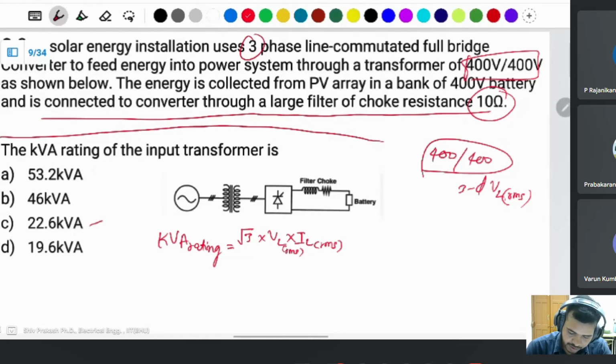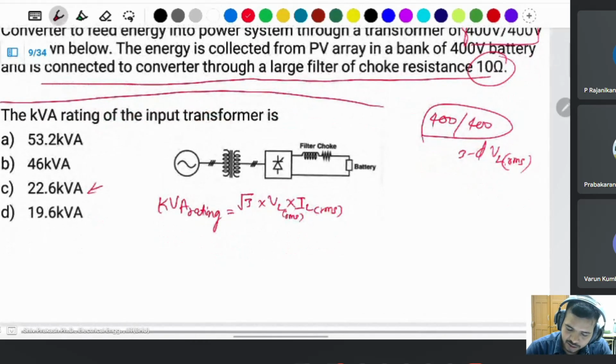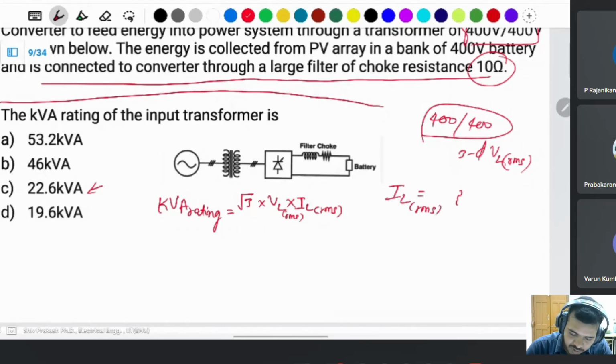Okay, root 3 VL IL. VL is given, 400 volt. What is the current IL in RMS? Current in RMS, this one is the input side.